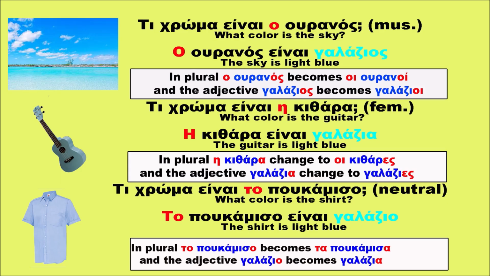Τι χρώμα είναι το πουκάμισο? Neutral. What color is the shirt? Το πουκάμισο είναι γαλάζιο. The shirt is light blue. And in plural, το πουκάμισο becomes τα πουκάμισα, and the adjective γαλάζιο becomes γαλάζια.